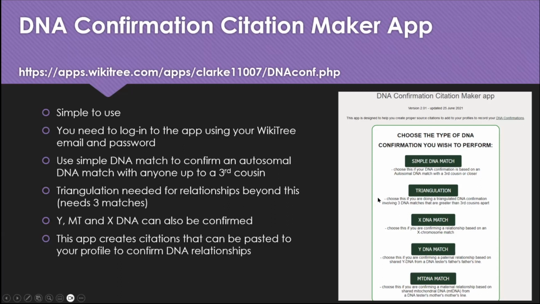So if it's up to third cousins, you would click on the simple DNA match, and there's a couple of pieces of information they require you to put in, and then this creates this citation that you can then post onto your profile page. You get the same citation if you use this triangulation one, but you're just required to put in more information. And as I said, you do need those 3 DNA matches. But you can also confirm people through Y-DNA, X-DNA, and mitochondrial DNA as well. So this citation maker app is very, very useful, and it allows you to move forward with your DNA research.